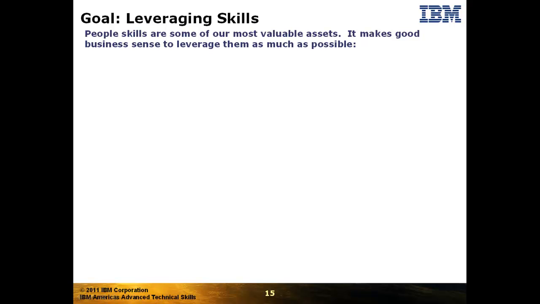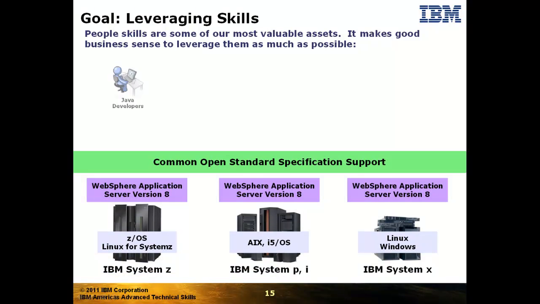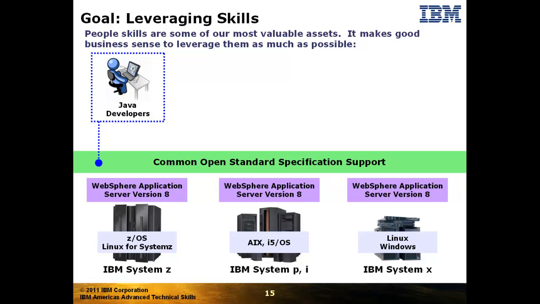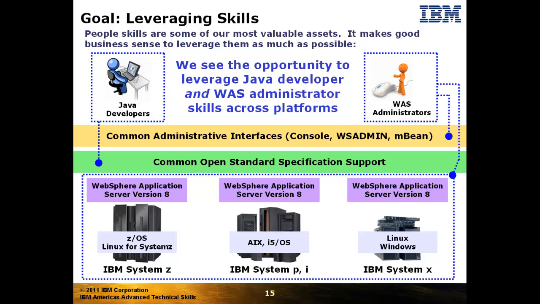One of our goals is to enhance the leveraging of existing WAS skills across platforms. People skills are some of our most valuable assets. It makes sense to leverage them as efficiently as possible. We've already seen how the commonality of open standard specification support across platforms affords leveraging of Java developer skills across platforms. Now, with an increasingly common set of administrative interfaces, we see the theme broadening to that set of people skills as well.